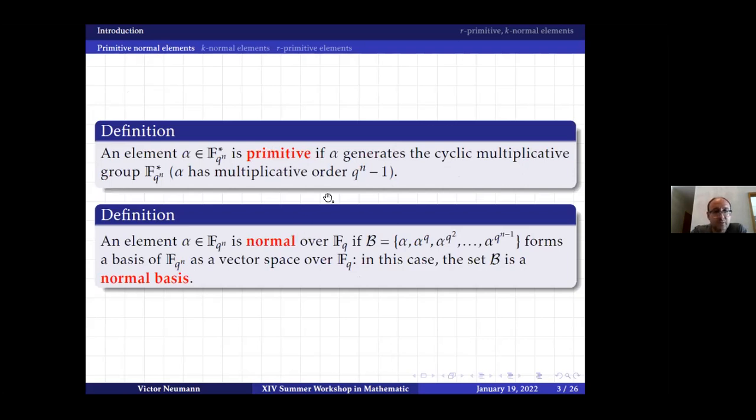In each of these structures, we have specific important elements. We say that an element alpha is primitive in F_q^n if alpha generates this cyclic group. So it's the same thing as saying alpha has multiplicative order q^n minus 1. On the other structure, we say that alpha is normal if alpha and its conjugates form a basis of F_q^n as a vector space over F_q. In this case, this basis is called a normal basis.